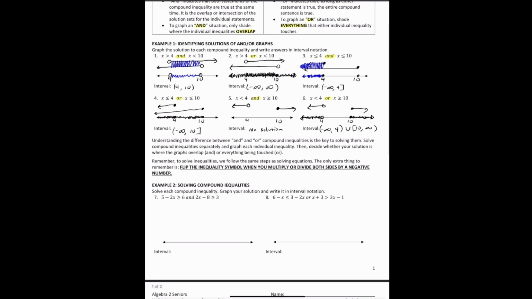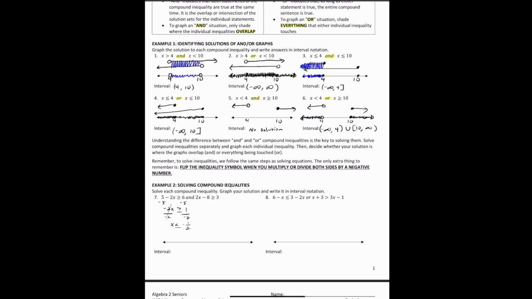So looking at number 7, we have 5 minus 2x is greater than or equal to 6, and 2x minus 8 is greater than or equal to 3. So I'm going to look at this inequality first before I look at this. I'm going to solve this inequality like I'm solving for x. I'm going to subtract both sides by 5, and I have negative 2x is greater than or equal to 1. Now, I'm going to divide both sides by negative 2, and since I'm dividing by a negative, what happens here is that I'm going to flip the sign. So x is less than or equal to negative 1/2.